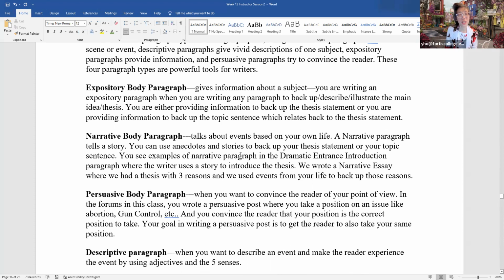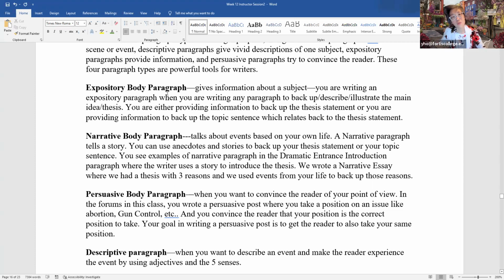We went over persuasive when we went over the week 9 forum. Expository covers all of this. All of these different kinds of body paragraphs are known as expository paragraphs, because an expository essay and an expository paragraph simply means you're informing the reader of the facts of your essay. So I would say that this is all the sub topics or genres of expository writing, okay?